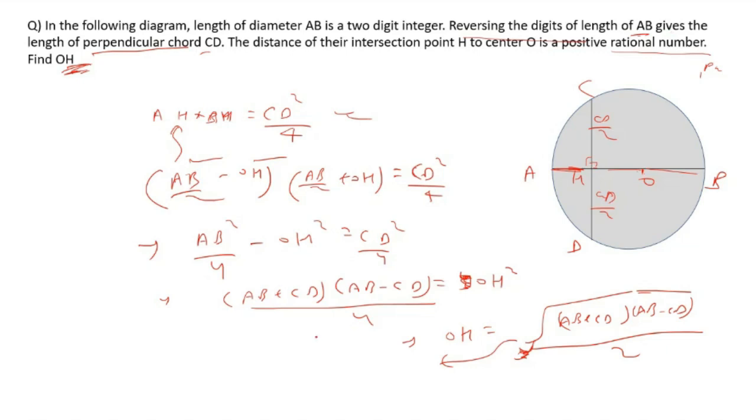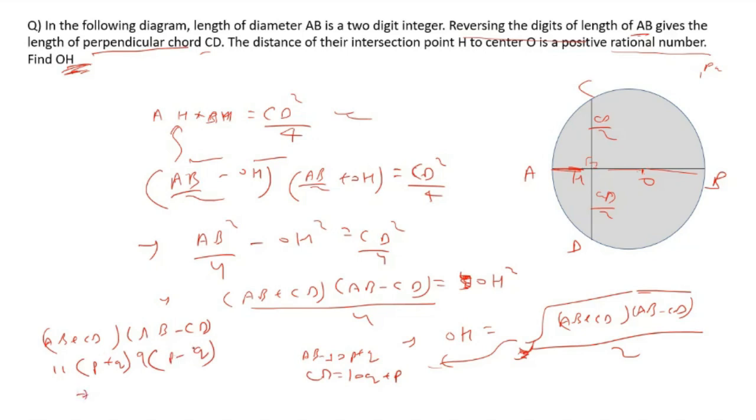So if we use the fact that AB, let's say, is PQ, it is 10P plus Q, and CD will be QP, which is 10Q plus P. So what will be AB plus CD? AB plus CD is 11 times (P plus Q). AB minus CD is 9 times (P minus Q). So essentially this is 11 into (P plus Q), 9 into (P minus Q).